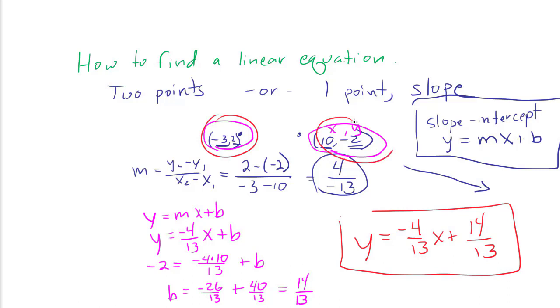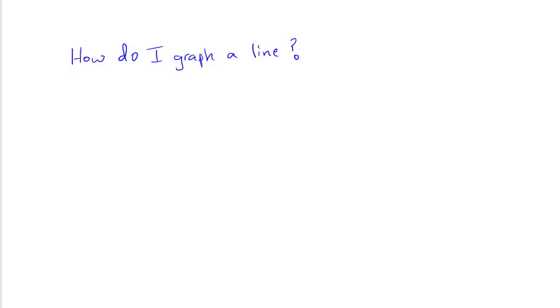We started with 2 points, which is what we need to find a linear equation. We calculated a slope. We took the slope and another point that lies on the line, and we calculated the linear equation. And that's one way to find the linear equation. Okay, now that we know how to find the linear equation, how do I graph that line in slope-intercept, or y equals mx plus b format?